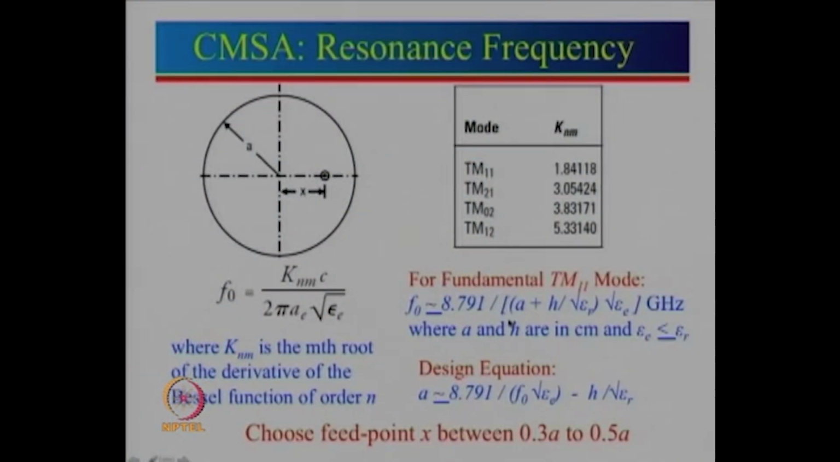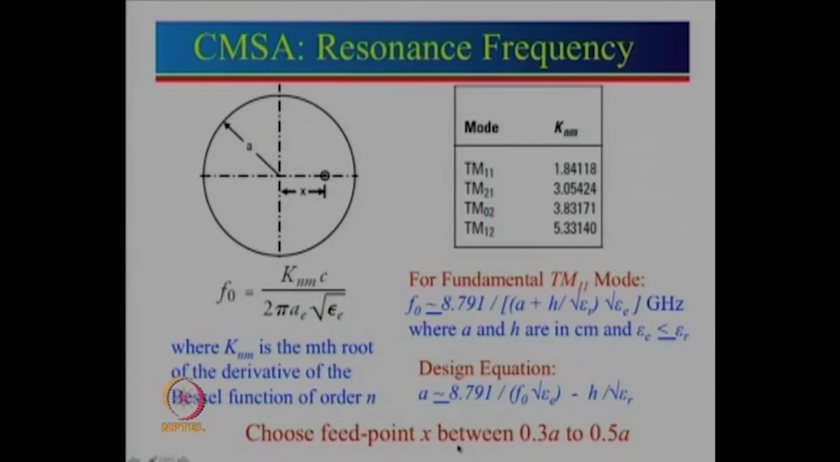So, based on this equation, this is the analysis equation where A is known, H is known. We can convert this to a design equation. So, we can find the value of A using just a modification of this. For a given value of f0, choose epsilon r and h. Once you have epsilon r and h, and f0 is known, you can find the value of A. That will simply give you the design parameter.